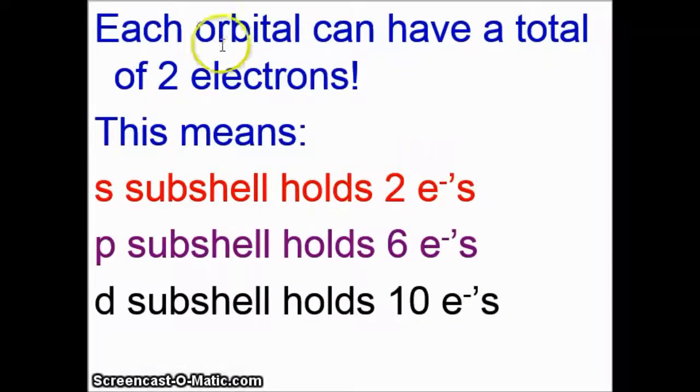We need to know that each orbital can hold a total of 2 electrons, as long as they have different spins. We'll talk more about the spins when we talk about orbital notation. This means that the s has one orbital, and the whole subshell can hold 2 electrons. The p has 3 orbitals, each orbital holding 2 electrons. That's how we get 6 electrons in the p. The d subshell has 5 orbitals, each one holding 2. That's how we get 10. And the f would have 14 electrons. But we're going to usually use just these 3 different subshells here.